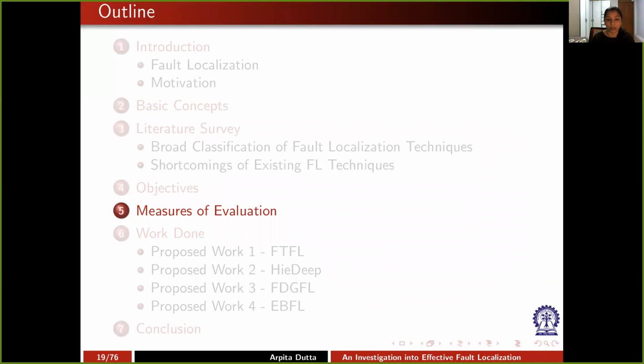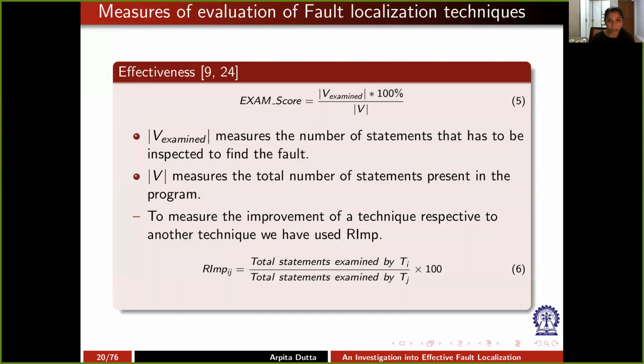So based upon these objectives, we have defined our proposed techniques, and the measure of evaluation that we have used is the EXAM score. EXAM score actually measures the number of statements that have to be examined to find a bug divided by the total number of statements present in the program. And to measure the improvement of a technique with respect to another existing technique, we have used RAMP, where the formula is given in equation 6.